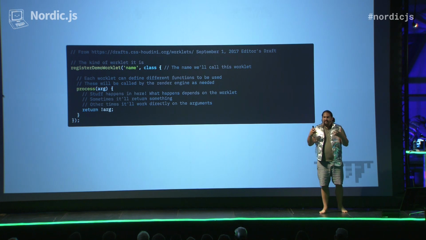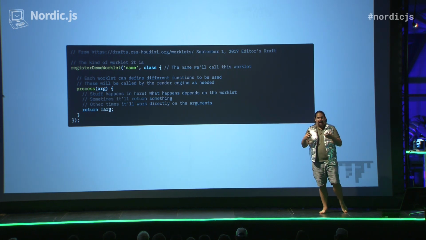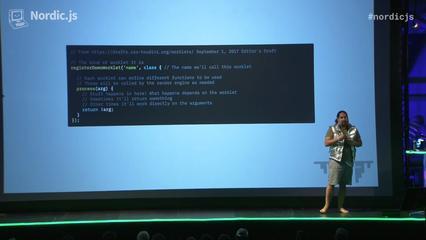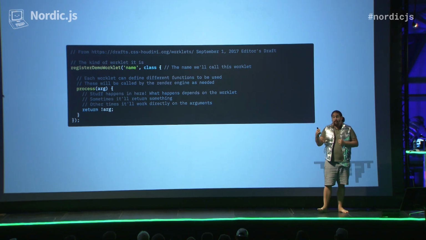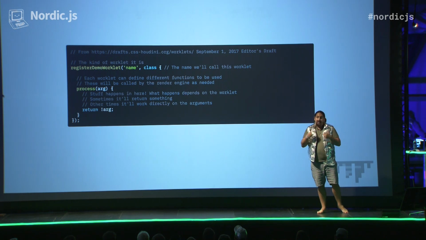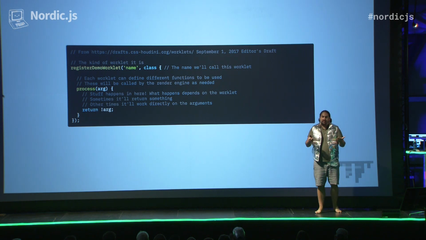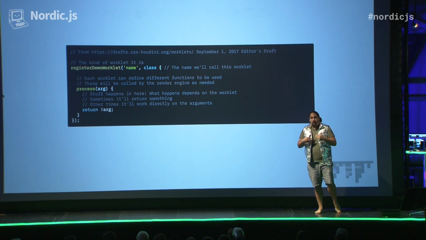All worklets kind of have a similar structure. They have a function that's registered, registerWhateverTheWorkletName. They have a string, that's the name that we're going to call that worklet. And then they have a class, and that class has some sort of process function on it. It'll depend on what worklet, with some sort of arguments, and that process function is the thing that our render engine is going to call.